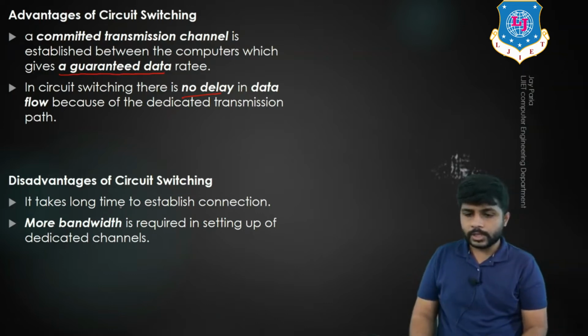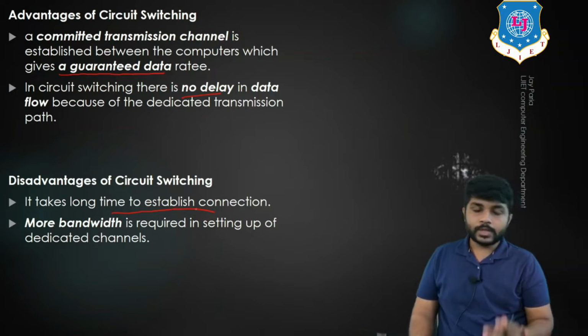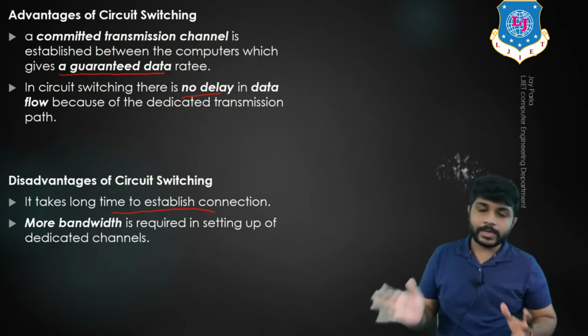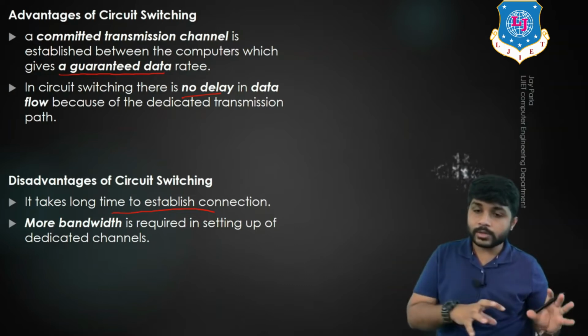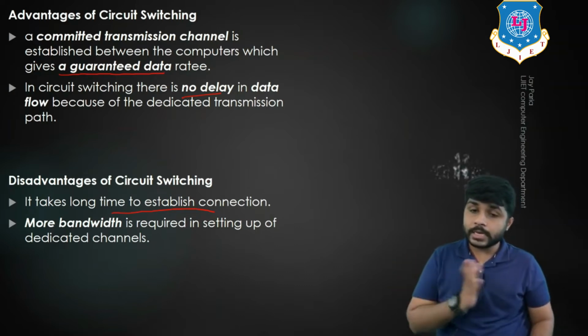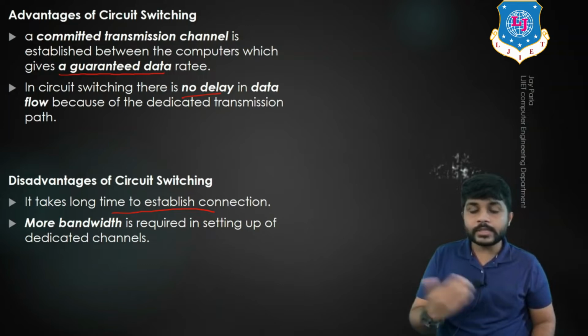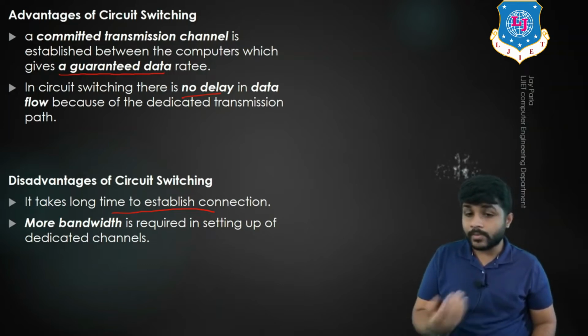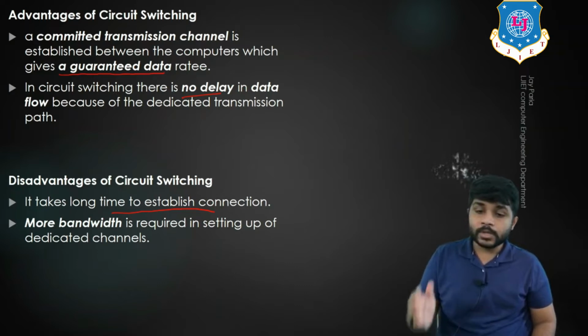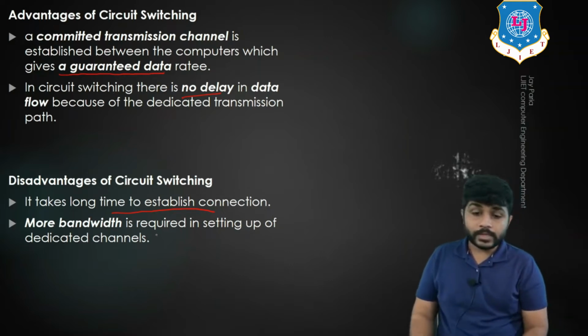What are the disadvantages? It takes more time to establish the circuit. Okay, so because the sender and receiver are far away and because more than one switch is present in the path between the sender and receiver, it gets a little complicated and it takes more time to establish a connection. But after the connection is established, the delay is minimum. More bandwidth is required to set up a dedicated channel.